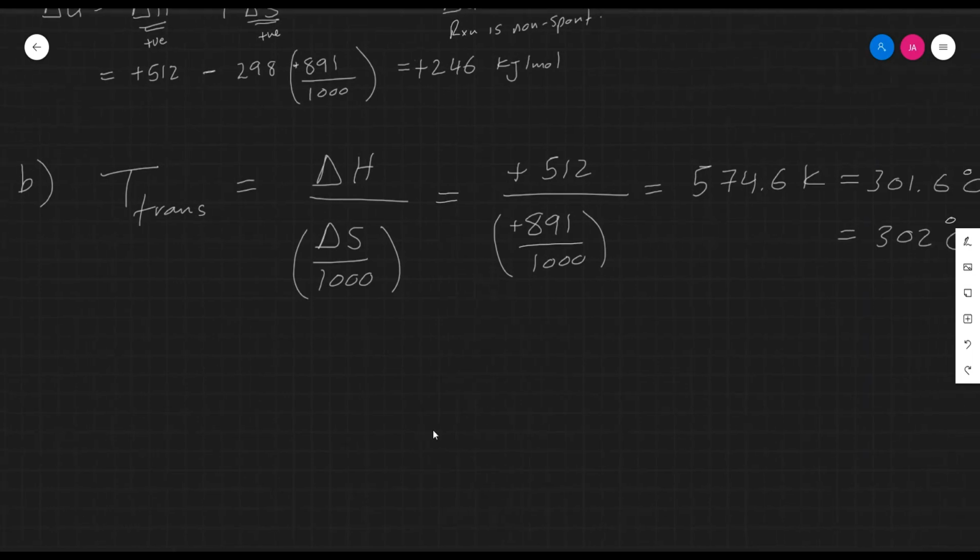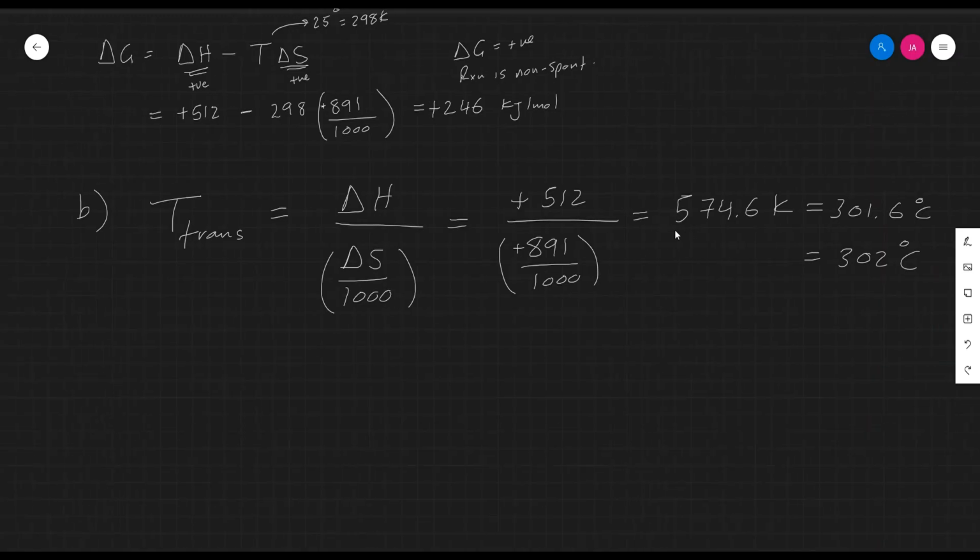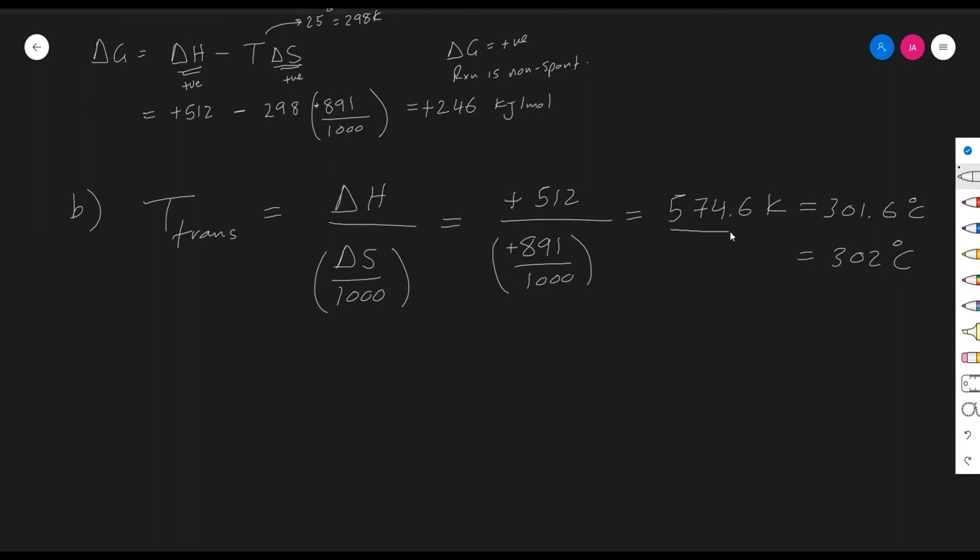To do so, we will use the equation I discussed previously. To calculate the transition temperature, we simply divide the enthalpy change of the reaction by the entropy change of the reaction divided by 1000 to correct the units of the entropy change of the reaction. The value for the enthalpy change calculated was positive 512, while the value for the entropy change of the reaction calculated was positive 891, which I divided over 1000 here. This produces a value of 574.6, and as I stated previously, the units of which are in Kelvin.